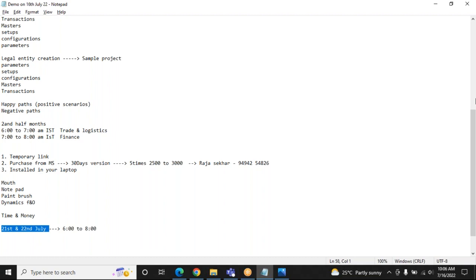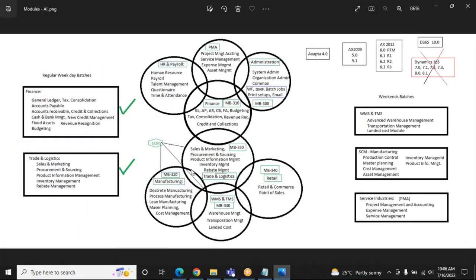Yes, please. Actually, you told us that when we try to shift from non-IT to IT, we choose the P&L module so that it will be easy. So, what if we choose finance? Is that easy to get into finance?